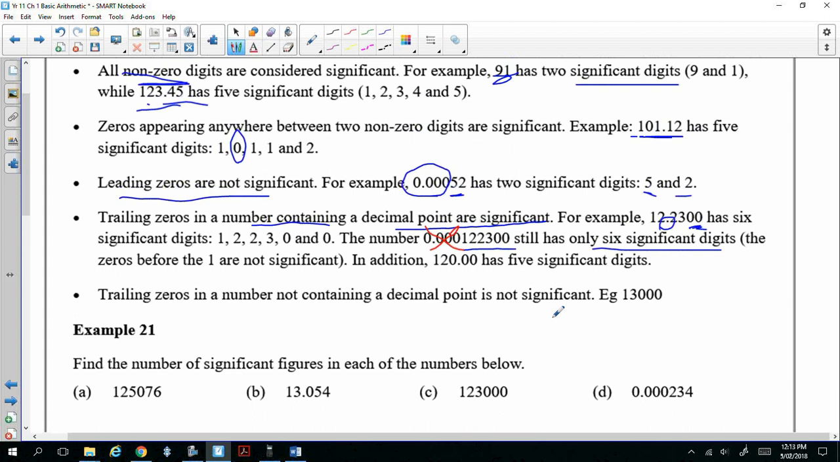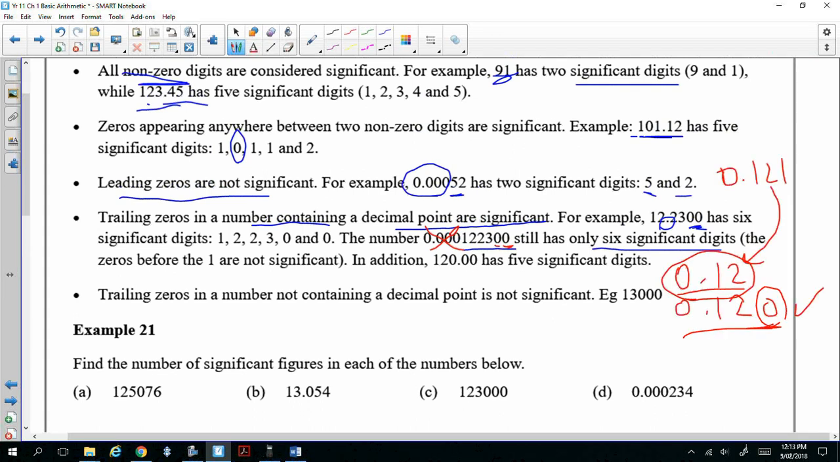So if I have 0.12, and 0.120, this is more accurate. Because when you write 0.12, it could be rounded from 0.121. If you round it, it becomes 0.12. Whereas if I write 0.120, I have more information that I know that has to be 0. Whereas with this one, it could be 1, could be 2. We don't know. So that's why.